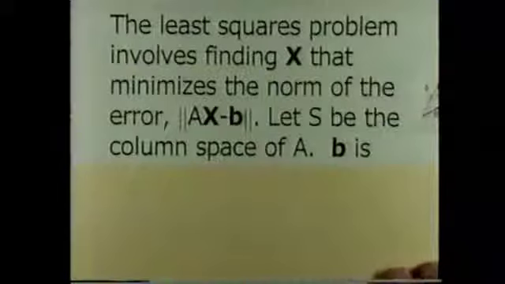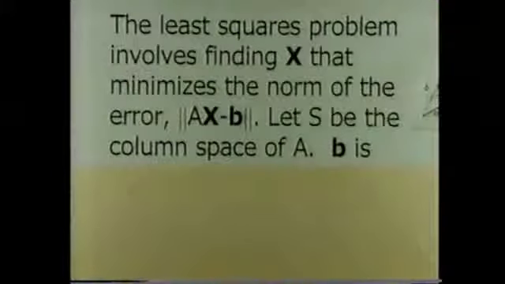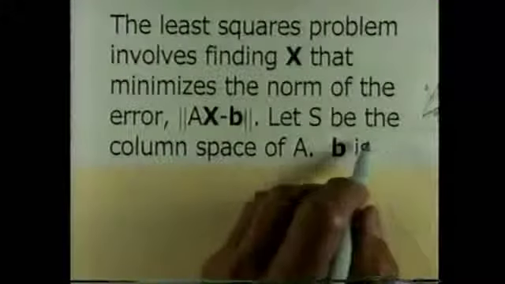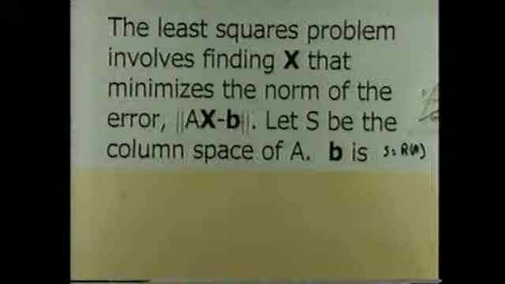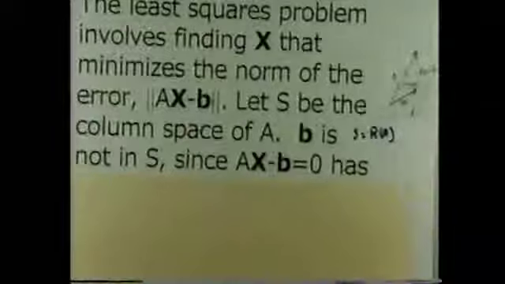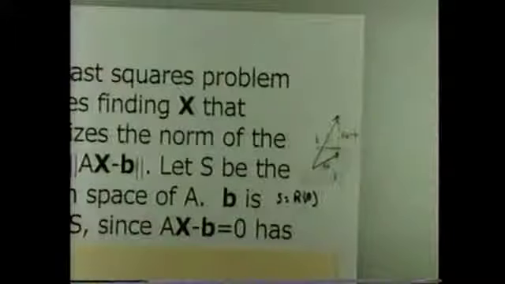So let S be the column space of A. I'm going to use that later. B is not in S. Let me show you what we're trying to do here. Here's the column space S. Here's the vector B. So we say B is not in S.